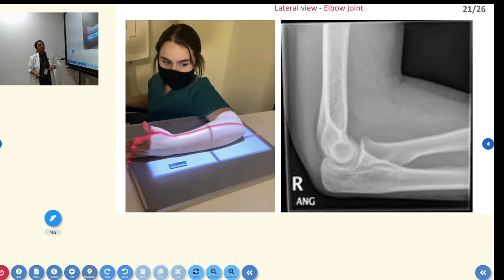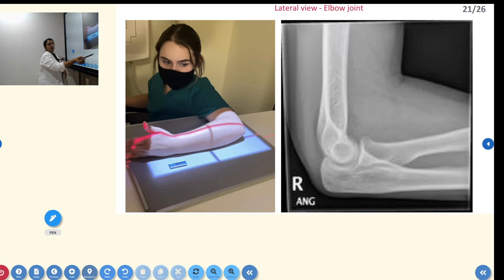Next is the lateral view. So this is the lateral view of the elbow joint. Let's see how a lateral view is taken. As you can see here, the elbow is flexed to 90 degrees, and the medial surface of the forearm and the palm is coming in contact with the film cassette, while the thumb is pointing upwards to the ceiling. So this is how a lateral view is taken, and this is the X-ray that you get, the lateral view of the elbow.